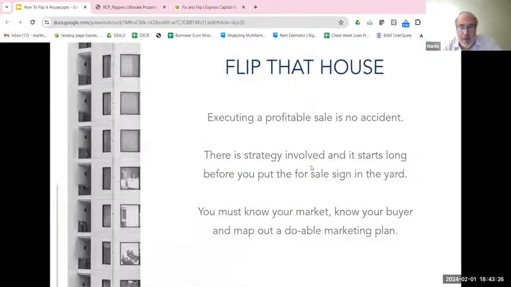Flipping the house, executing a profitable sale, is no accident. I'm not going to say it's quite easy, but it's easier today because houses and inventory are very scarce, so people are buying, believe it or not, still in a way, sight unseen, with bidding wars and all that. With that said, you still want to have a profitable sale, whether you plan on making $50,000 or $100,000. Don't just think, because it's a bidding war out there and it's a great market, that I'm going to sell this house no matter what. So be careful, strategize, get advice.